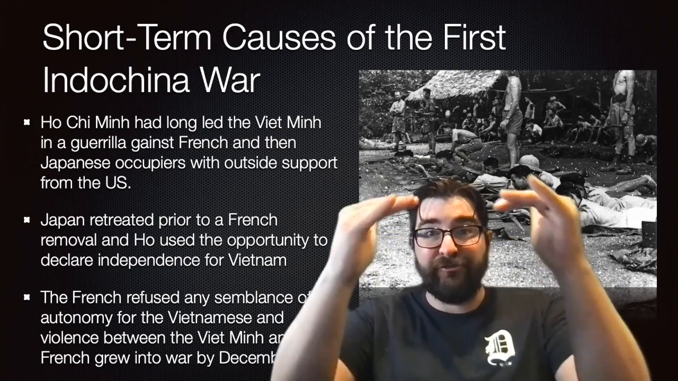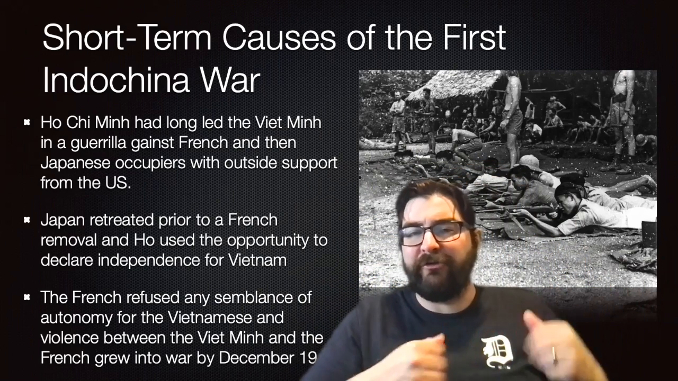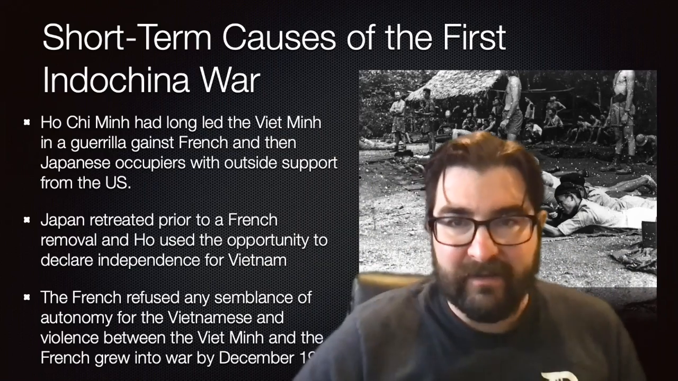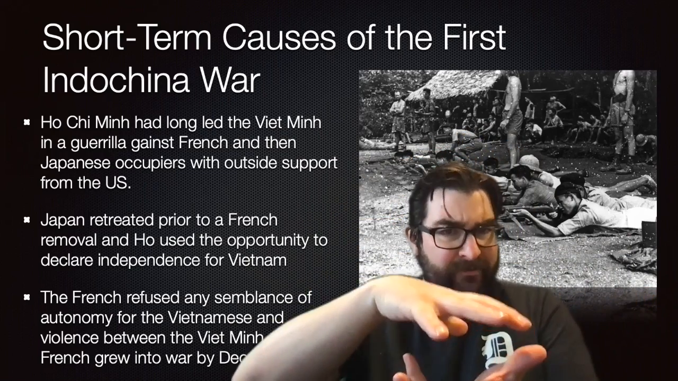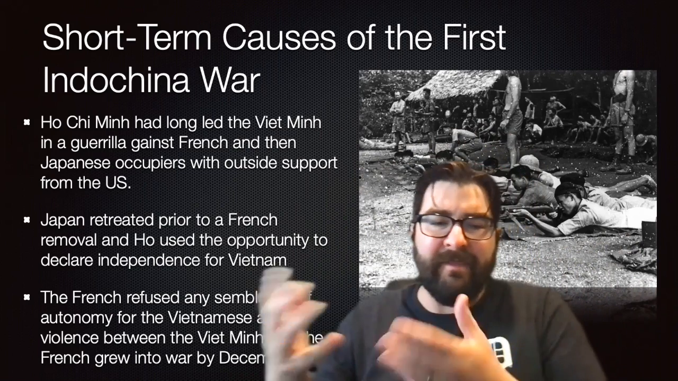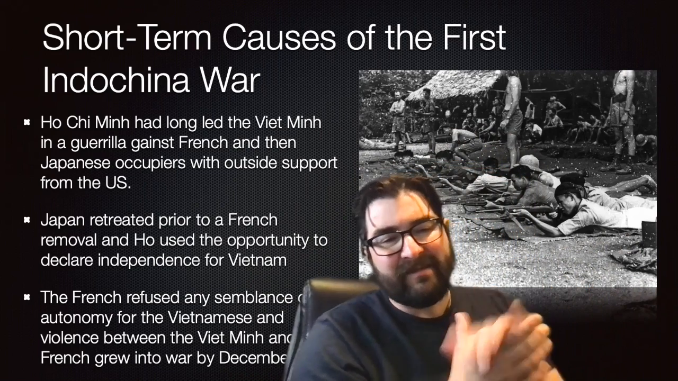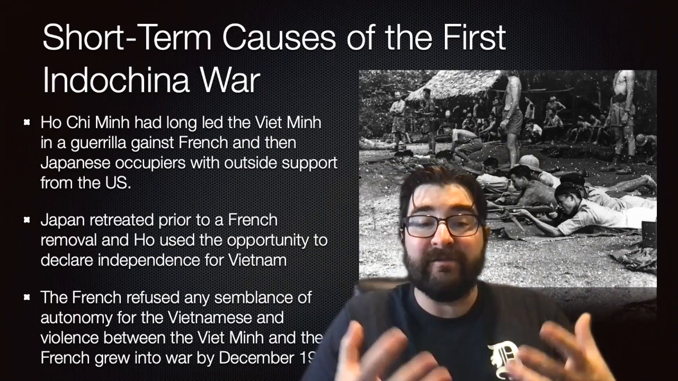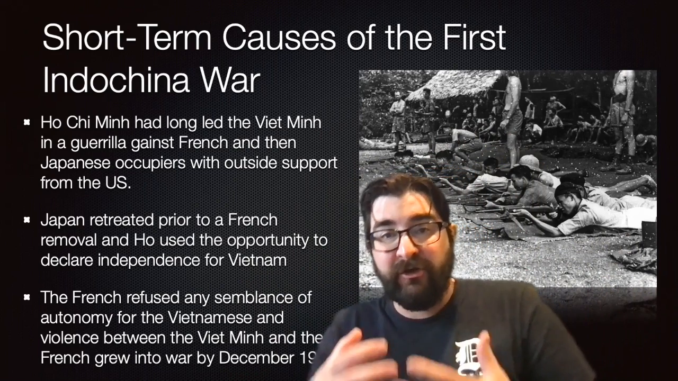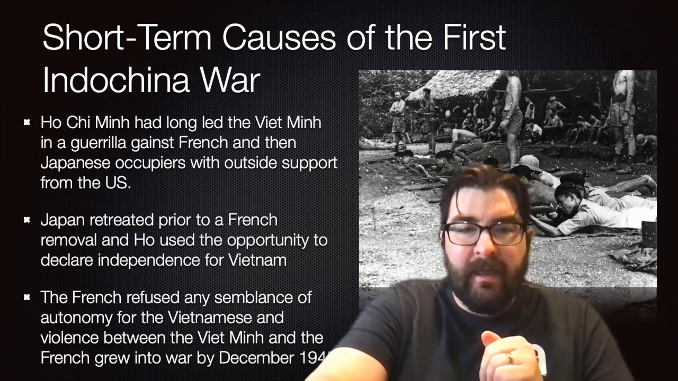And in fact, he structures his Declaration of Independence in very much the same way that Thomas Jefferson structured the American Declaration of Independence, with a statement of principles, a train of grievances, how the French have wronged the Vietnamese, and then, of course, the Declaration. The French are going to refuse any semblance of autonomy for the Vietnamese, and violence between the Viet Minh and the French will grow into war by December of 1945.